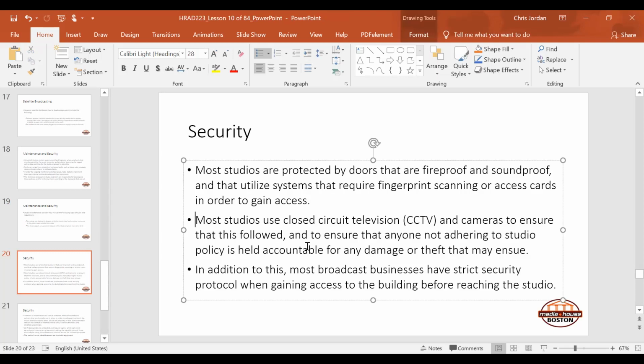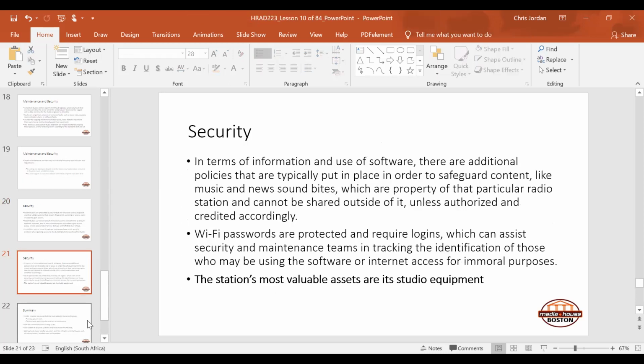Most studios also use closed circuit television, CCTV, and cameras to ensure that we can track the people that might come in for stealing, theft, or damage. In addition to this, most broadcasting businesses have strict security protocol when gaining access to the building before reaching the studio. Wi-Fi passwords are required, and logins for computers. You're going to have to build accounts, and you build email addresses that are logged into as well. We have to protect our station in all aspects, in all areas. Okay. All right.